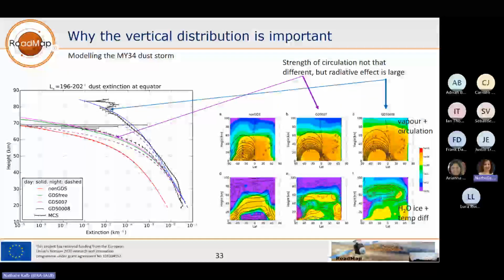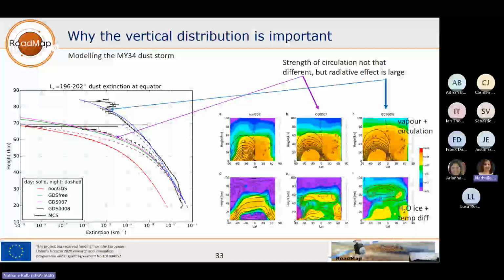So this is from a paper a while ago of the Mars Year 34 dust storm. This is just a plot of around the dust storm, when it was the peak part of the dust storm in Mars Year 34 at LS 196. The black lines are MCS observations. So this is altitude and extinction. You see that a lot of dust was seen up to 80 kilometers, quite high.